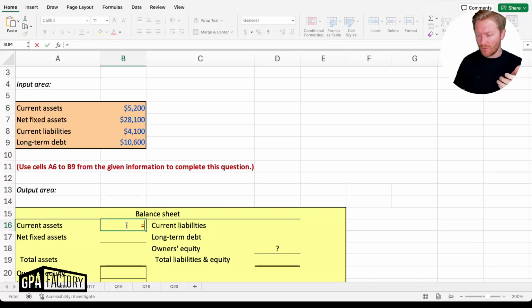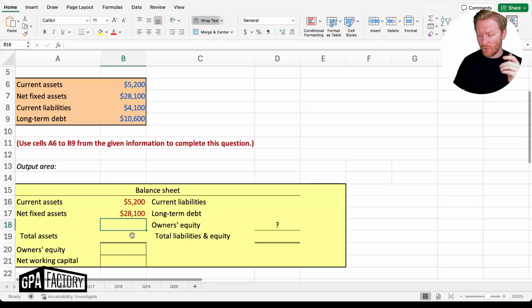So we just do equals to make a formula. And then I'm just going to use my arrow key, and I want that cell to be equal to the same thing as B6. So I'm going to want that to be 5,200, and I just hit equals, and there you go. We're going to have that as 5,200. Then net fixed assets, same exact thing. We have that as net fixed assets here.